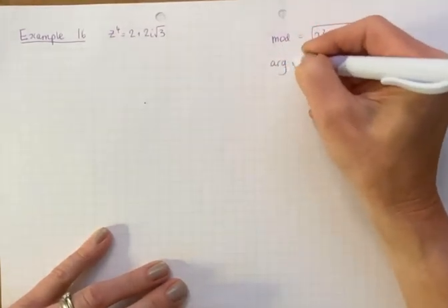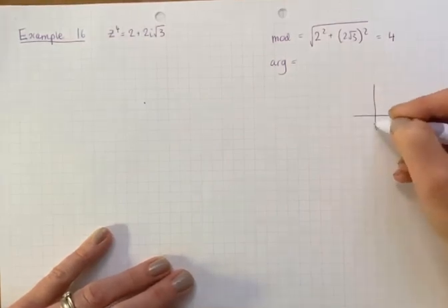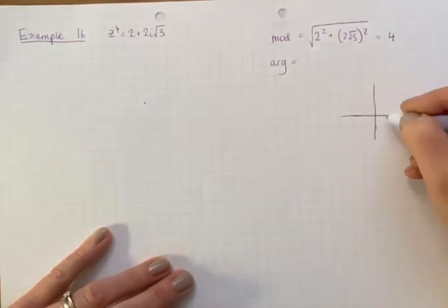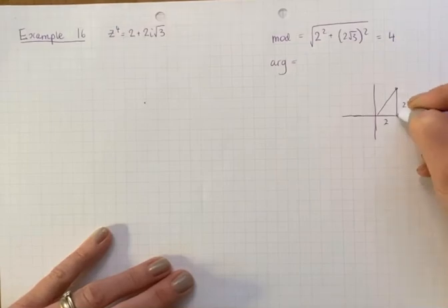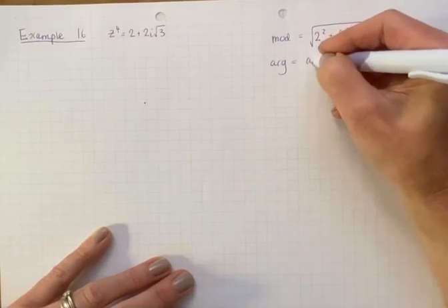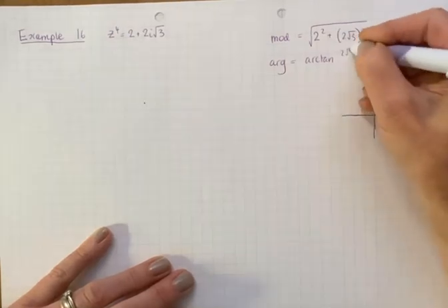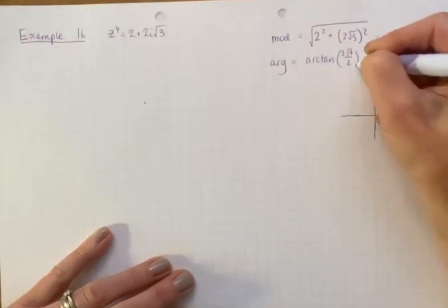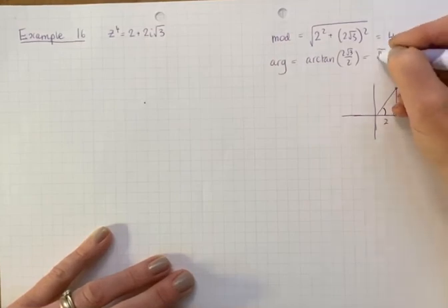The argument is going to be, well, I like to draw my Argand diagram, a point on an Argand diagram. So it's 2 across, so that's going to be 2, and this is 2 root 3. We are looking for this argument over here. So this is clearly arctan, or tan inverse, of 2 root 3 over 2, which is root 3, which gives me a 60-degree angle, pi over 3.